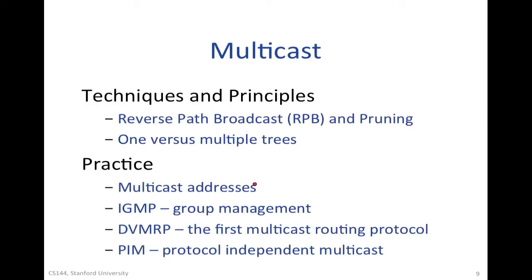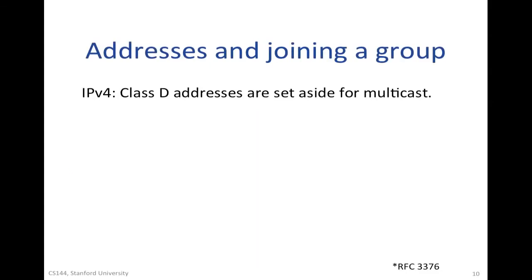So I've told you a little bit about some of the techniques and principles. Let me tell you a little bit about the practice, how multicast is used in the internet today. So one thing I haven't mentioned so far is about addresses. There is a class of IPv4 addresses that are different from the unicast addresses. There are a set of class D. There are 16 bits, so there are 2 to the 16 different multicast addresses, and they don't correspond to a particular location on the topology like a unicast address does. They refer to a group.